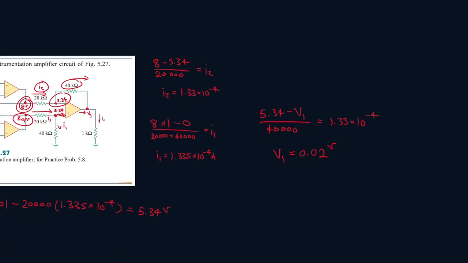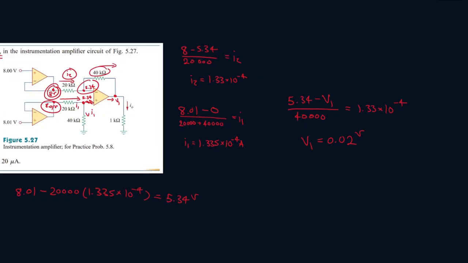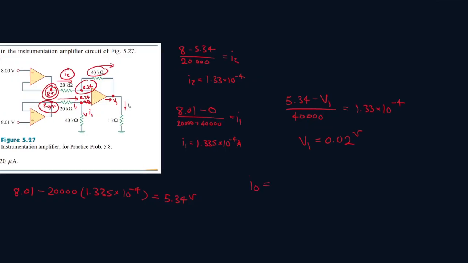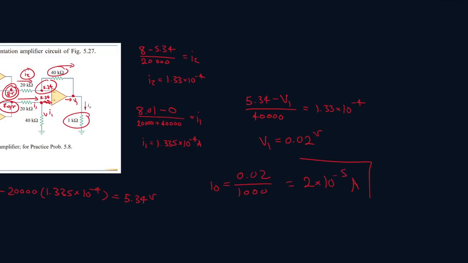And now we can pretty much solve for I0. So I0 will be equal to 0.02 all over this resistance. So it'll be 1000. And that should give you 2 times 10 to the minus 5 amps. And this is your final answer.